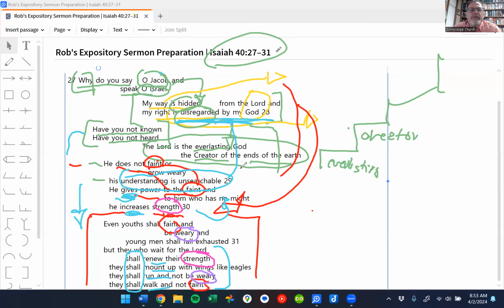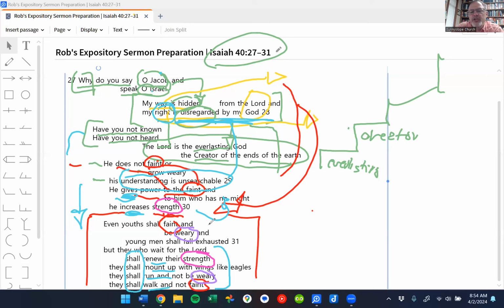Then one of the other things you do, if you have access to it, you use a good study Bible, use a good commentary, and you see if you can flesh out more of what some of these ideas are. You might do some word studies. If you are able, you might look at some of these, we talked earlier about my right. Well, what does that exactly refer to? What does it mean that your right is disregarded? So you look at some of these other concepts.